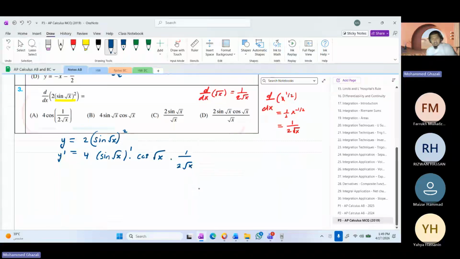So see which answer it is. We got sine root x, cos root x. We got root x in the denominator, and 4 divided by 2 is 2. So this answer will work out for y prime. You used the chain rule and trig. 2 times 2 is 4. That's the chain rule. Sine root x times cos, yes, I get the first part.